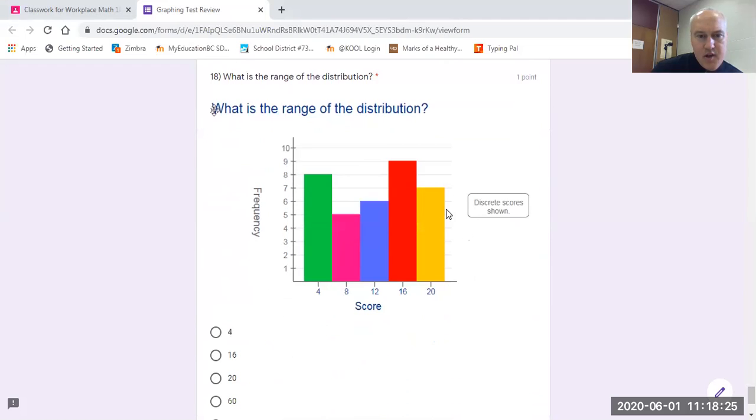And then the last question, it's asking what is the range of the distribution. So once again, the range means the difference between the highest value and the lowest value. So the highest number here that we have of the scores is we have a score of 20. And we also have a score of 4. And so the difference between the score of 20 and the score of 4 is simply 16. We could plug that into our calculator, but I think most of us can probably do that in our head. And so the answer to that would be 16.